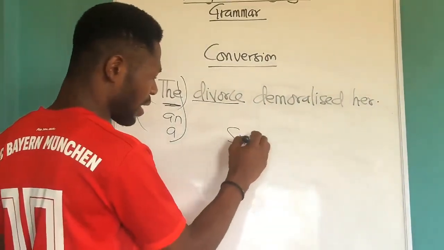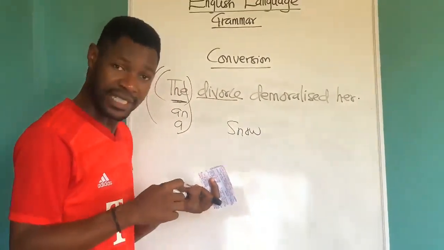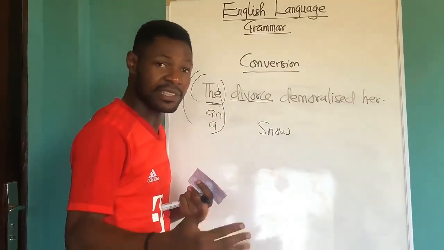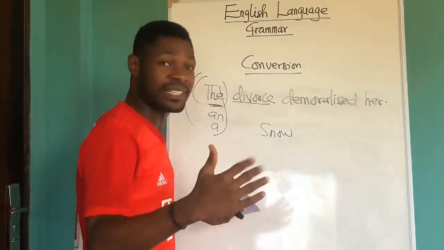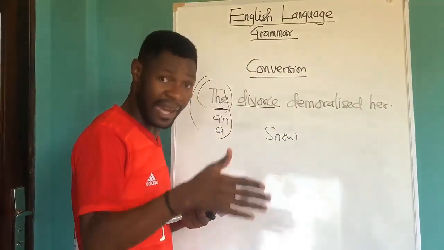We can also use snow, for example. It snowed last night. Here, snowed, past tense. So snow is an action. It snowed last night. Or the snow is serious. So you see that snow can be a verb and can also be a noun.